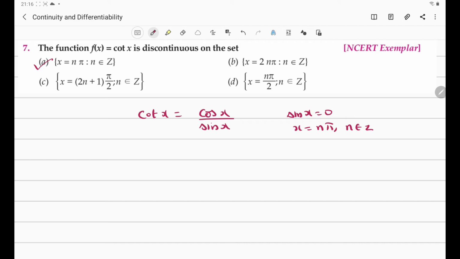Once again, the function f of x equal to cot x is discontinuous on the set. So, you are given the 4 options, and what we have to see is where the cot x is not defined, and since we know that cot x equal to cos x by sin x, cot x is not defined when sin x is equal to 0, and sin x is equal to 0 when x equal to n pi. So, the right option will be option A.